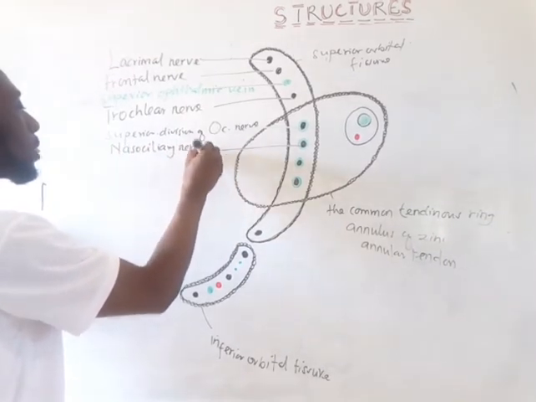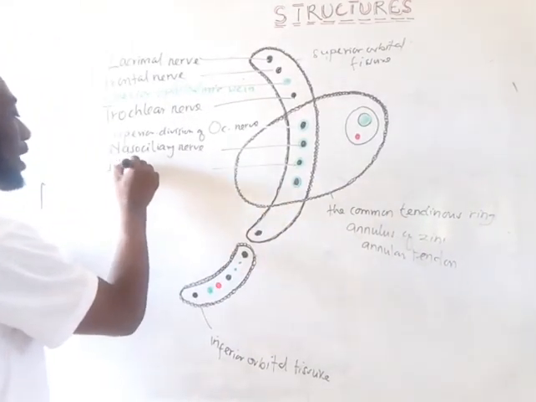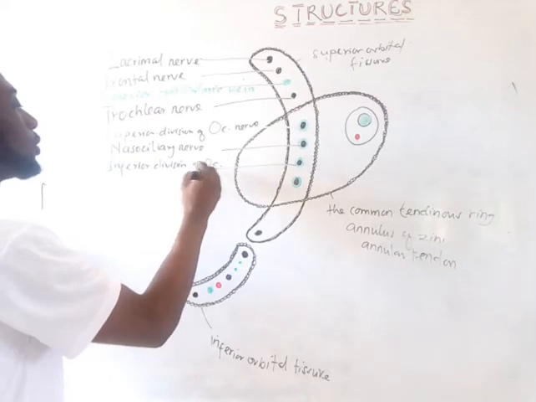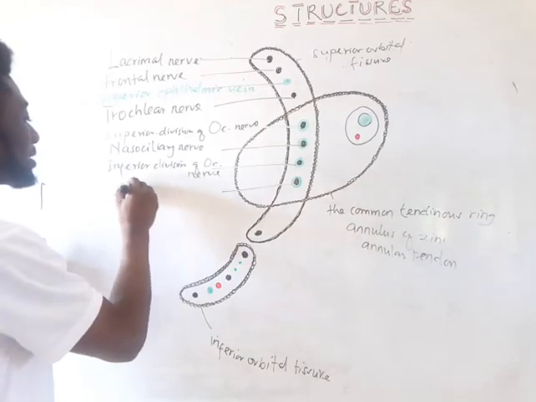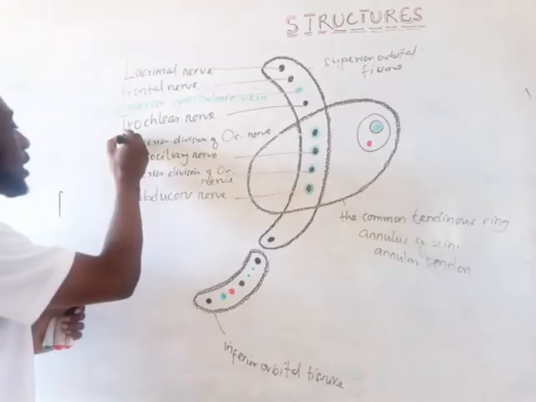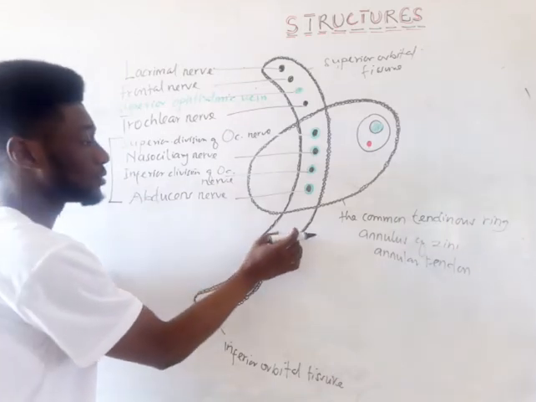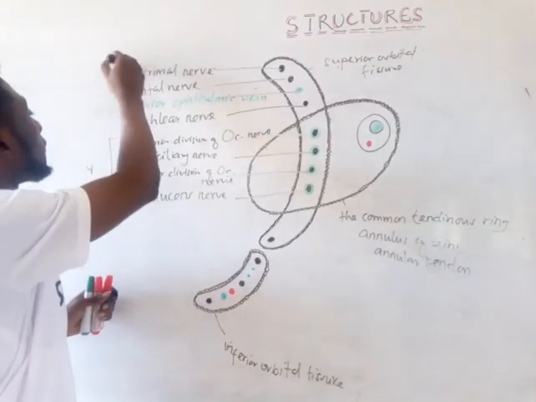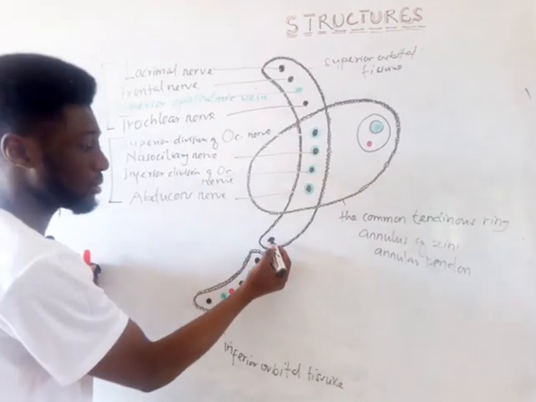The next one is the nasociliary nerve. Next, the inferior division of the oculomotor nerve. And the last one is the abducens nerve. These four structures pass through the superior orbital fissure as well as the common tendinous ring.